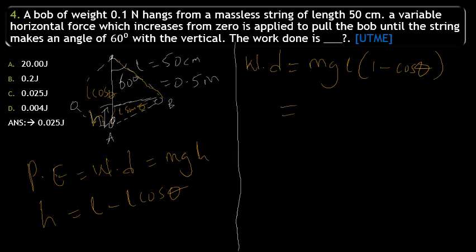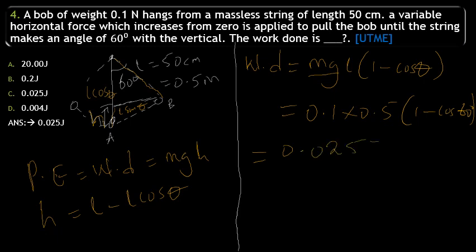Alright, so let's plug in the values. They gave us weight, and we know that weight is equal to mg. So weight is 0.1 times the length, 0.5, times 1 minus cos 60 degrees. If you punch this, you are going to get 0.025 joule, and that's the answer.